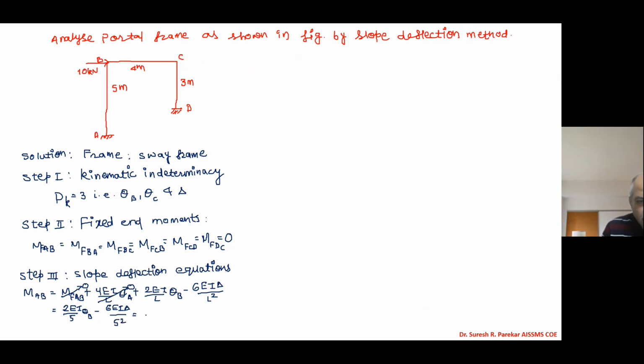And we will have 0.4 EI theta B minus, so we have 5 square, so this comes minus 0.24 EI delta. This is equation 1.